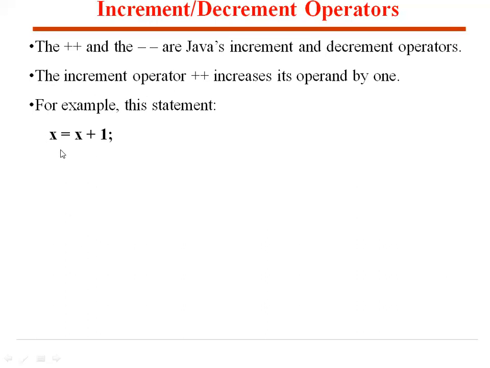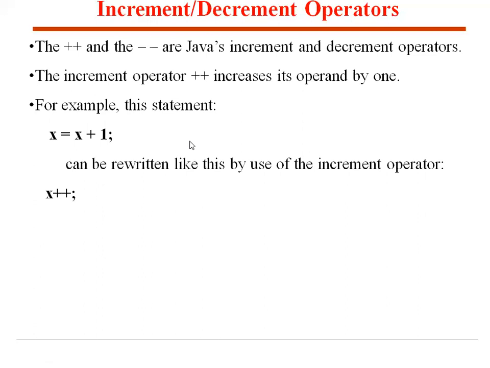Instead of writing x is equal to x plus 1, we can use the increment operator and rewrite this statement as x plus plus, x followed by plus plus, ending with a semicolon. This is how we can use the increment operator in Java programming. x plus plus is equivalent to x is equal to x plus 1.